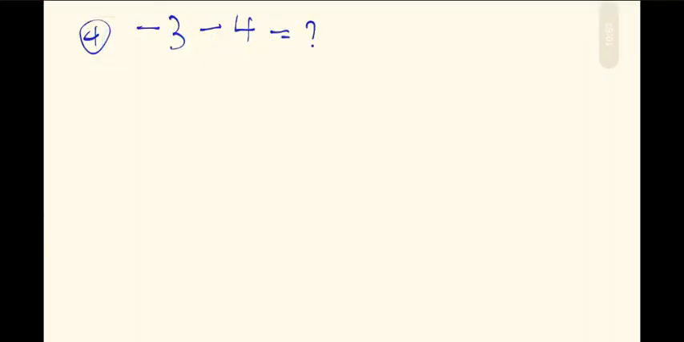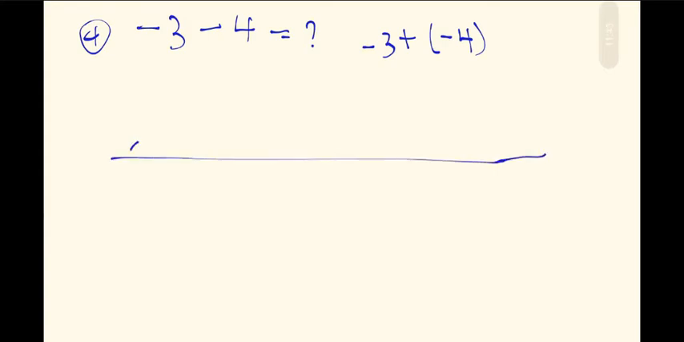-3, -4. Okay, we can write -3, -4 as -3 plus -4. So we are adding -4 to -3, more like a stack of numbers, or a stack of negative numbers.